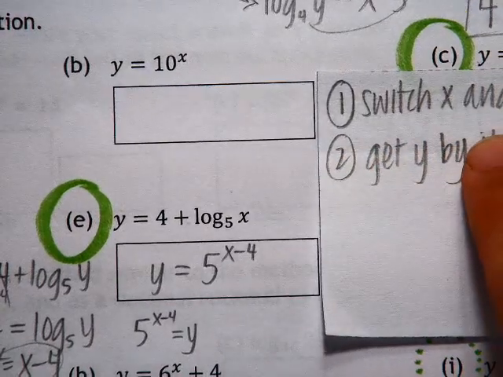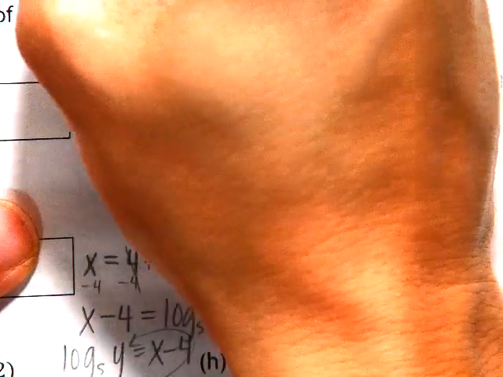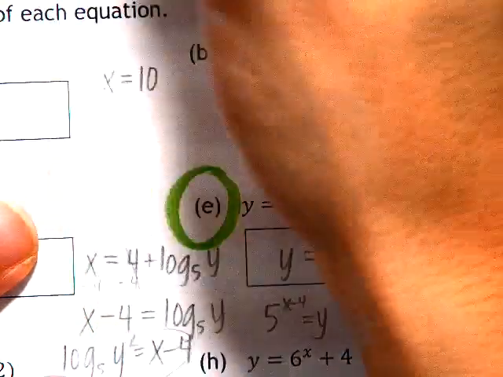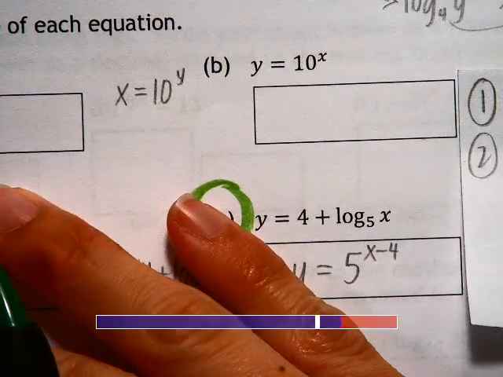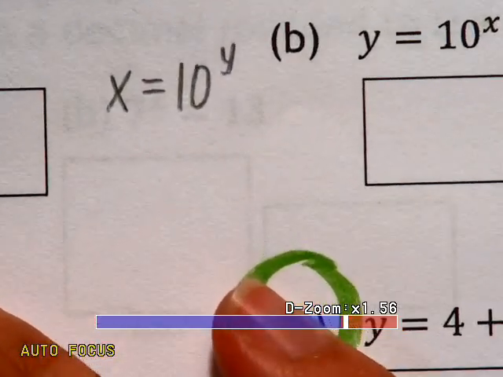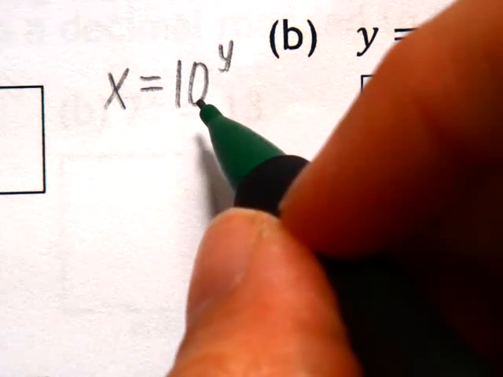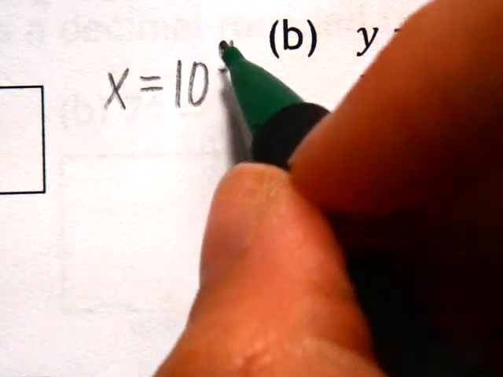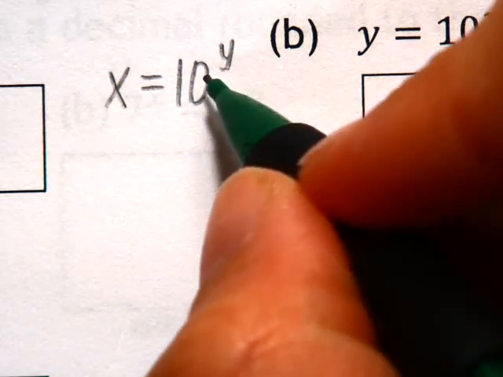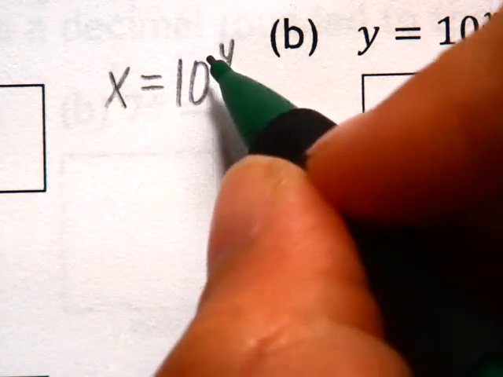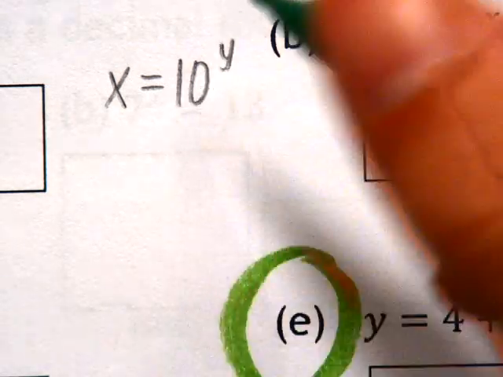I still need to find an inverse. First step, switch x and y. So x equals 10 to the power of y. Now I need to get y by itself. This is where it helps, though, to understand what exactly is going on here. Because to get y by itself, I need to get rid of the 10. The 10 is currently exponentiating the y, so I need to get rid of the 10 by doing the opposite of exponentiating, which is logging. I need to use a log in this problem.